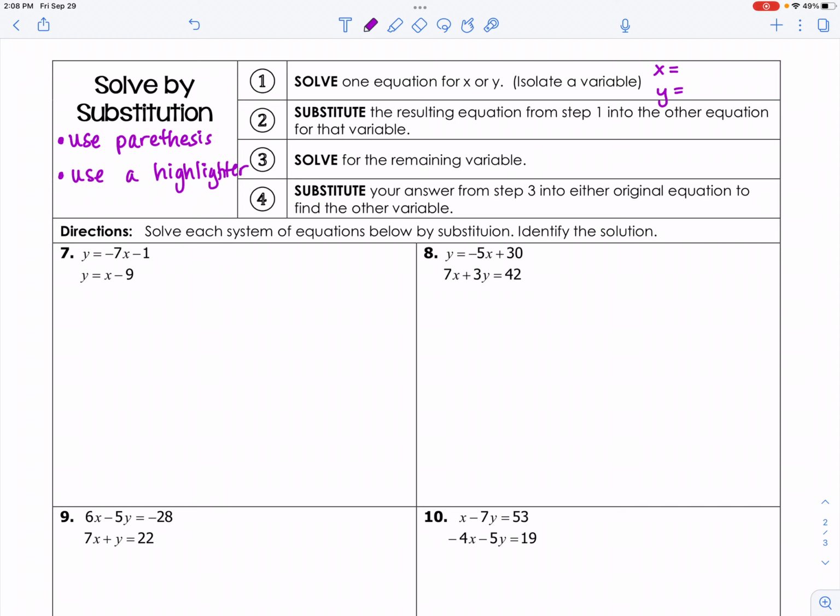Once you substitute from one equation into another equation, you're just going to solve for whatever variable is in that equation, whether it's an x or a y. Once you have that, you're going to substitute your answer from step 3, from this one that you did right before, into either original equation. It doesn't matter which one you substitute into. I always recommend substituting into one of the ones that are already solved for you, x equals or y equals. Just makes it so you don't have to do as many steps. I'll show you what that means in a little while.